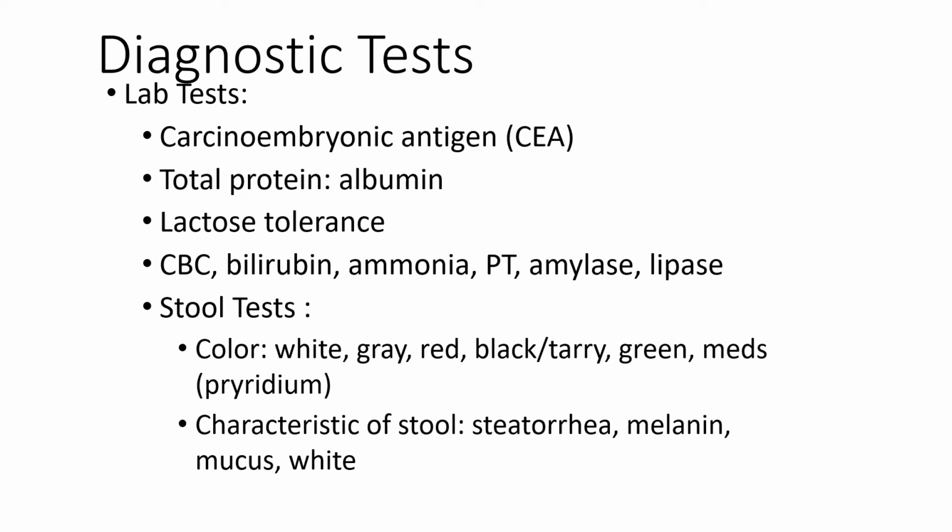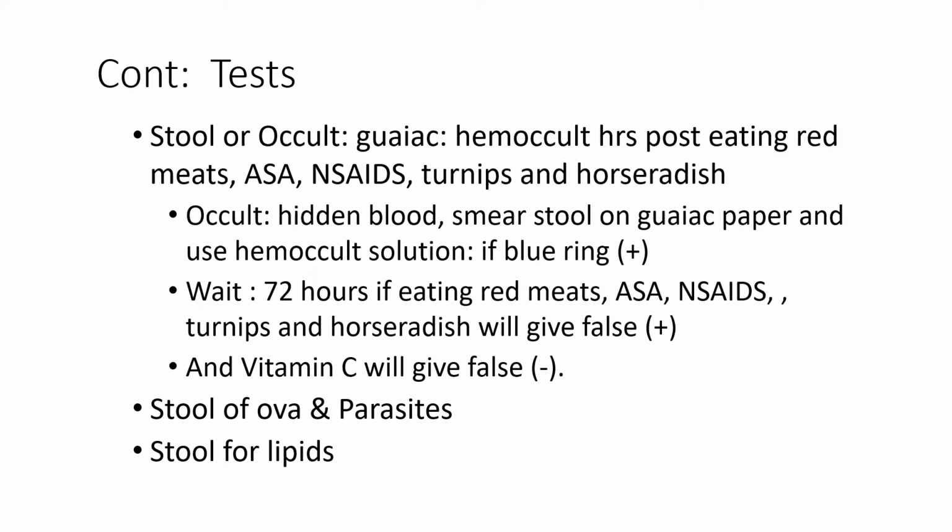Sometimes the characteristics of the stool include steatorrhea, which is basically the excretion of abnormal quantities of fat in the feces, owing to a reduced absorption of fat by the intestines, melena, sometimes mucousy or mucoid, and white. Sometimes a stool can be tested for occult blood. It's called guaiac. It's called a hemoccult.